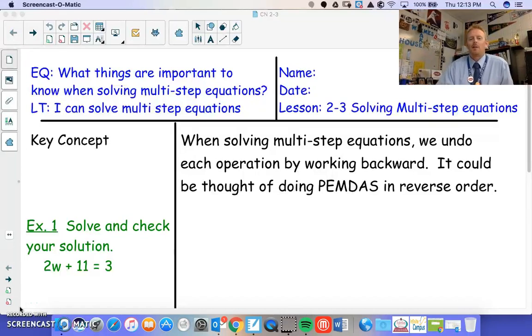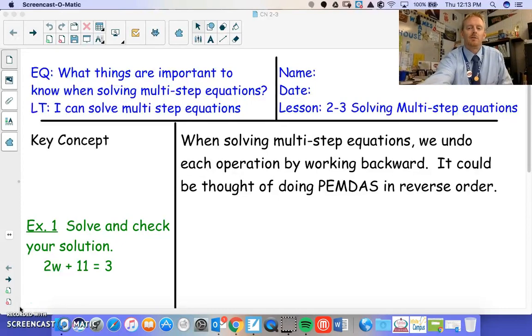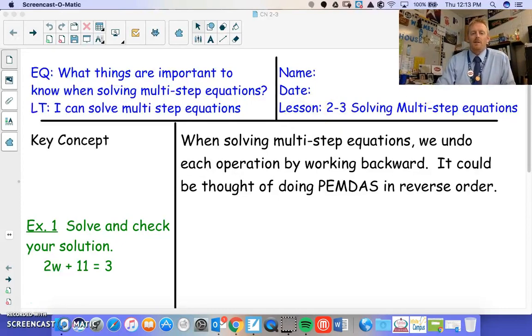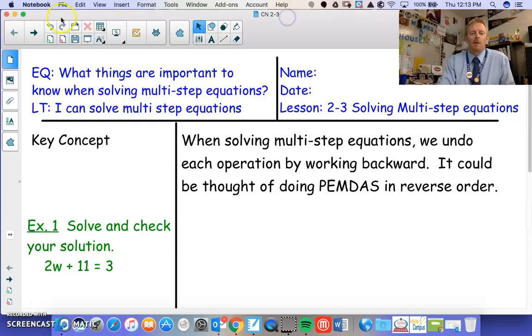We're going to talk about 2-3 today. 2-3 is all about solving multi-step equations. We're just building upon what we talked about in lesson 2-2. So here's the biggest part of how this stuff works out.